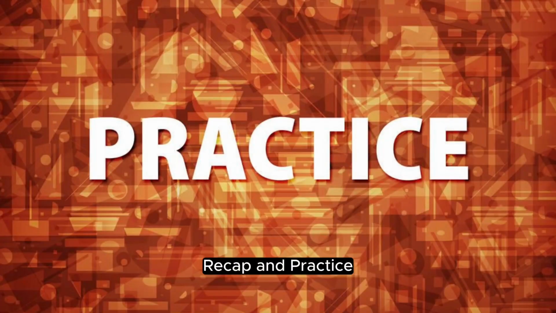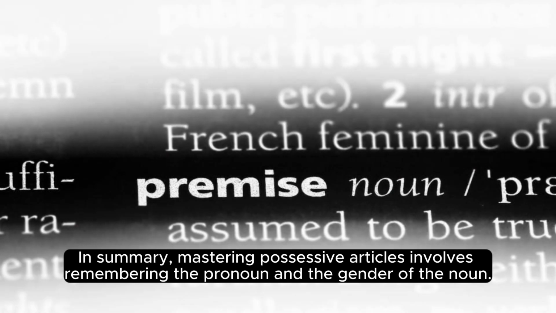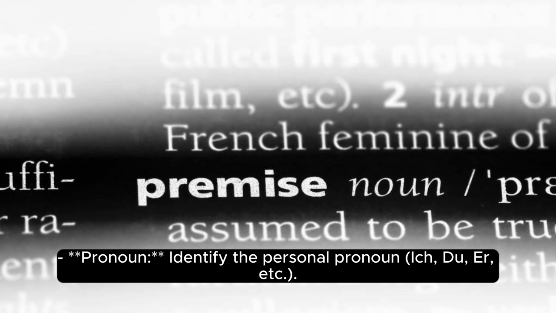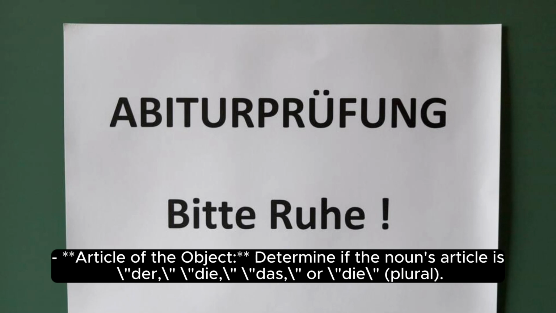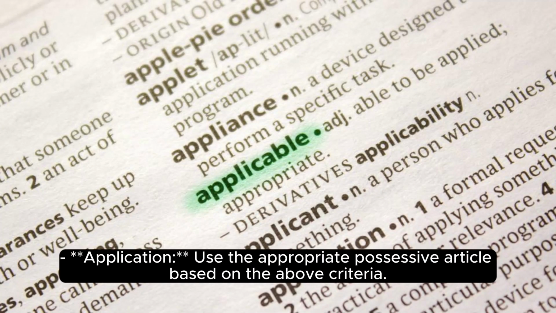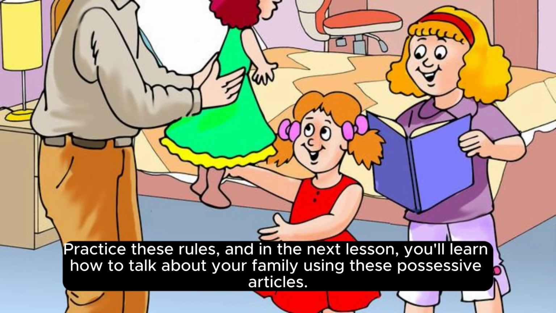Recap and practice. In summary, mastering possessive articles involves remembering the pronoun and the gender of the noun. Pronoun: identify the personal pronoun, ich, du, etc. Article of the object: determine if the noun's article is der, die, das, or die, plural. Application: use the appropriate possessive article based on the above criteria. Practice these rules, and in the next lesson, you'll learn how to talk about your family using these possessive articles.